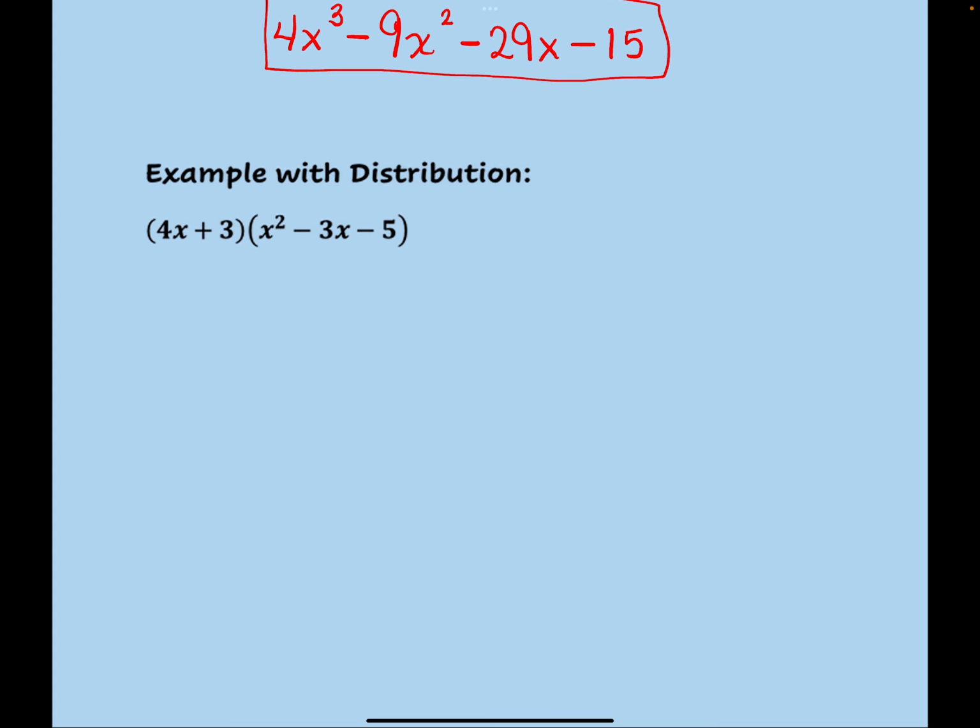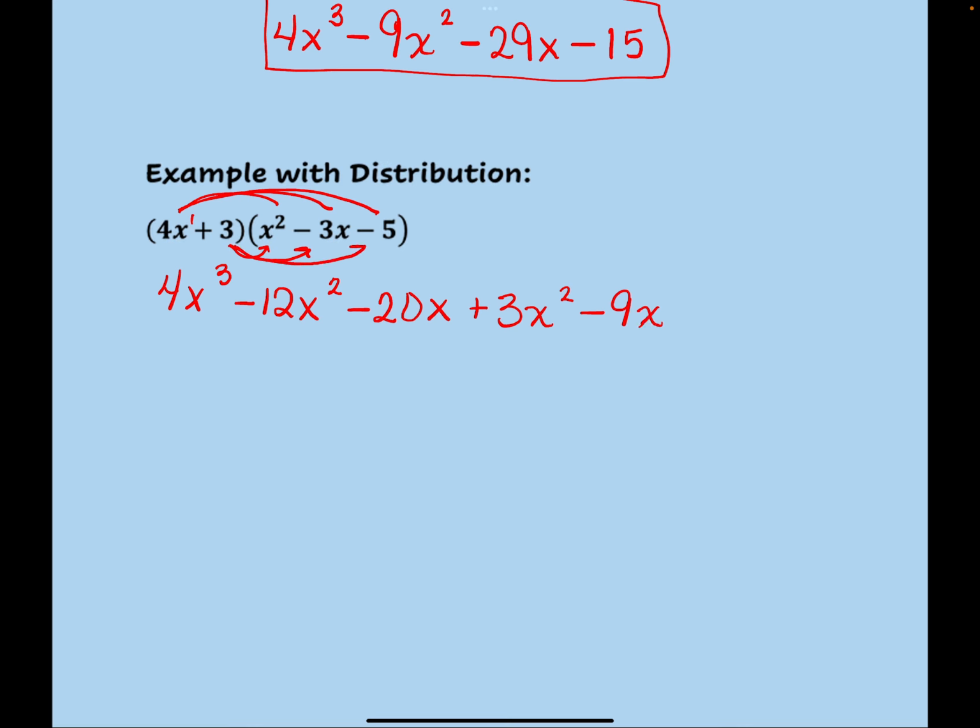So I have 4x times x squared gives me 4x to the third. Remember that we add the exponents when we're multiplying, and this one has an exponent of 1. 4x times negative 3x gives me negative 12x squared. 4x times negative 5 gives me negative 20x. 3 times x squared is positive 3x squared. 3 times negative 3x is negative 9x. And 3 times negative 5 gives me negative 15.